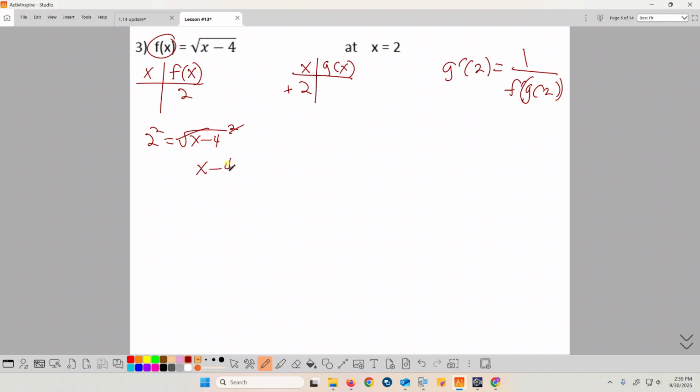And then we end up with x minus 4 equals 4. Now, I could just add 4 to both sides, right? That's easy. And we end up with x equals 8. That was fast, right? So x equals 8. So they're not all nasty, you know? And then we get an 8 over here, right? If that's the input for the original function, well, then it's the output for the inverse. All right, so g of 2 is going to be positive 8.